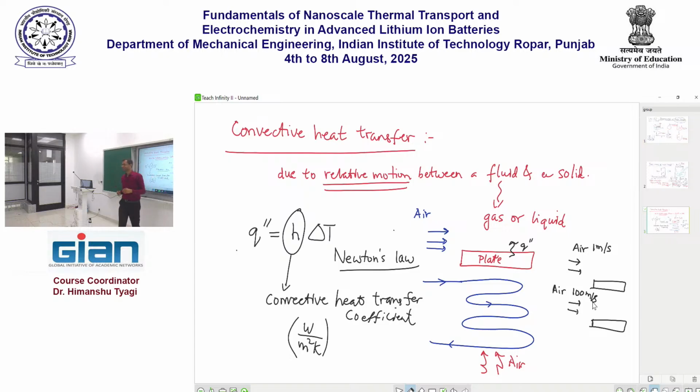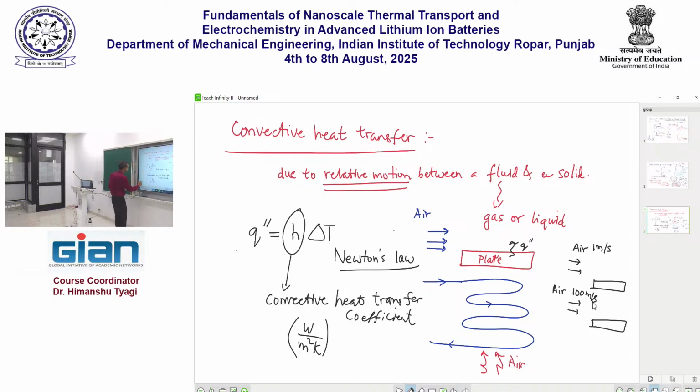Okay, let me give you another example. You have a cup of tea and you want to cool it down because you want to drink it. What do you do to cool it down? You blow on it, right? The harder you blow on it, the faster it will cool down, right? The relative motion, the extent of motion, the velocity of motion plays a very big role in determining the amount of heat transfer that occurs. And that is captured by h.